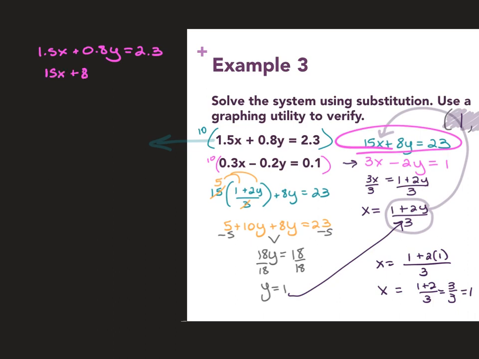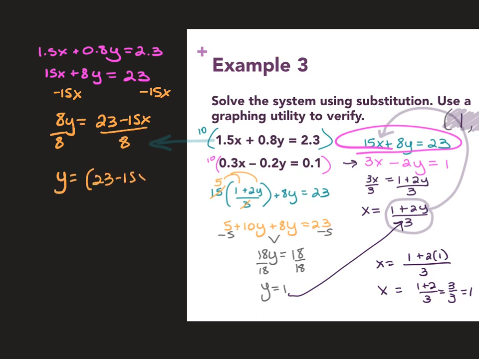15x plus 8y equals 23. And then I need to solve it for x. So I'm going to use the second one. I'm sorry, solve it for y. Subtract the 15x. And then divide by 8. So when I type this in the calculator, I've got to group it. 23 minus 15x, grouped it, divided it by 8. And then you're going to type that in the calculator.